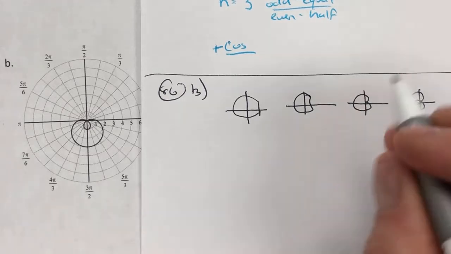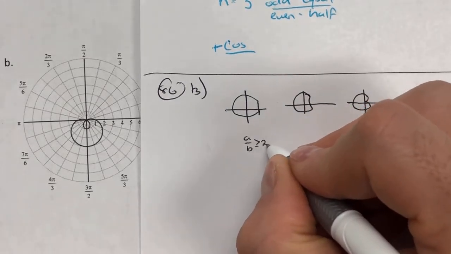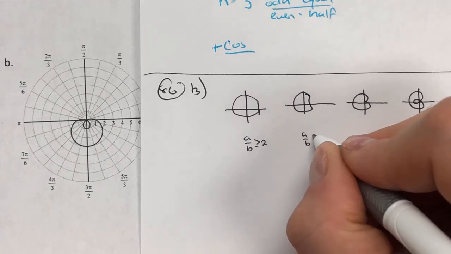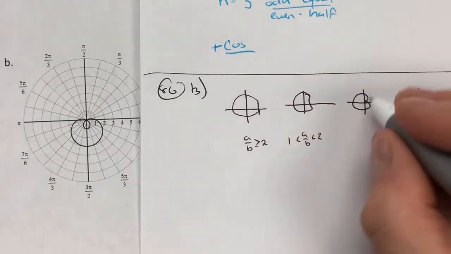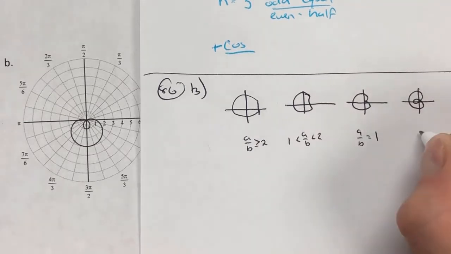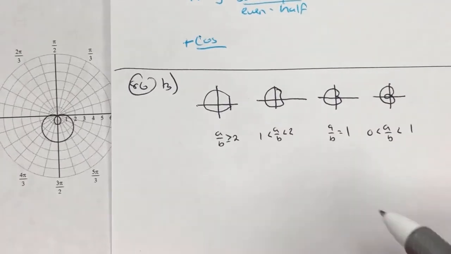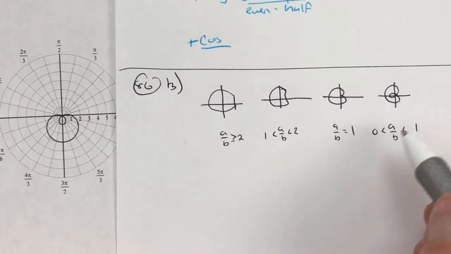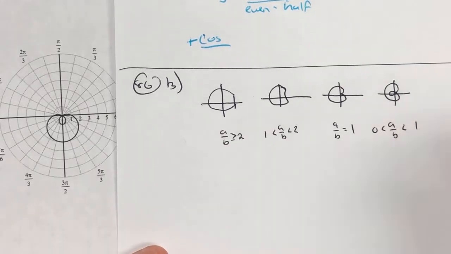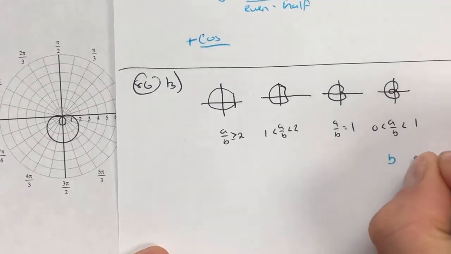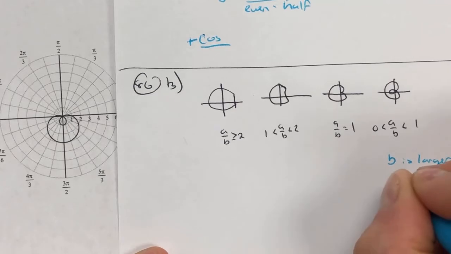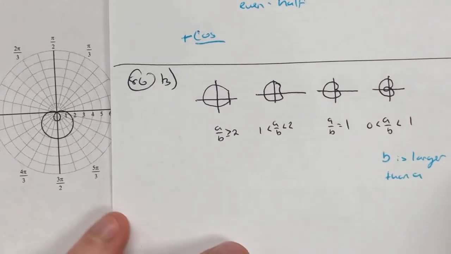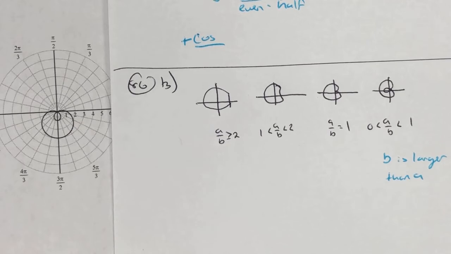And we know that this comes from the values: if a over b is greater than or equal to 2, I know that if a over b is less than 2 but greater than 1, I know if a over b is equal to 1, and I know if a over b is less than 1 but bigger than 0. So what we've got going on here is I see the fact that I have that inner loop, so I know that my a over my b is going to be less than 1, which means my b is larger than a. Okay. The next thing I need to figure out is how wide does this graph go?